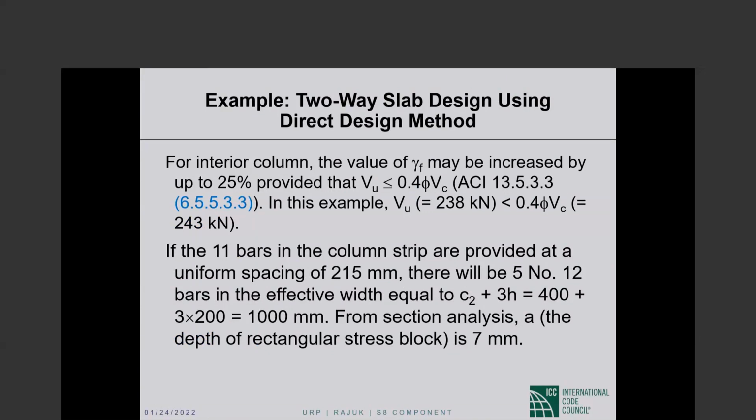We have 11 bars in the column strip. If they're uniformly spaced, the spacing will be 215 millimeters. That will indicate that we have 5 bars within the moment transfer band, which has a width of 1000 millimeters. Okay. Now, in that 1000 millimeter width, a 200 millimeter deep slab having an effective depth of 170 millimeters.